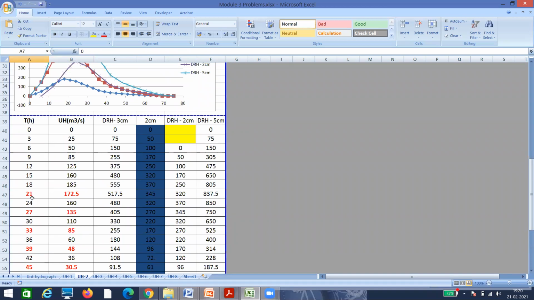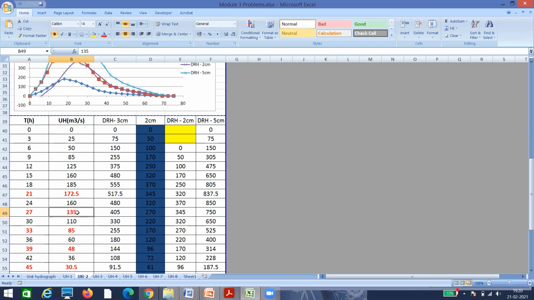So here after 18, the 24 value was not there. I added 24 in between, and the corresponding unit hydrograph value I got by taking the average of the data below and above. Similarly, 27 was not there. I took the average of the above and below. I got 135. If you are a beginner, it is advisable that you take the average. If you are familiar with the problems, you can know how to go about it.